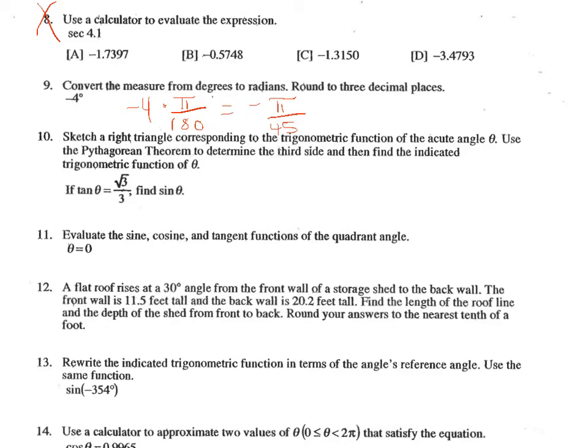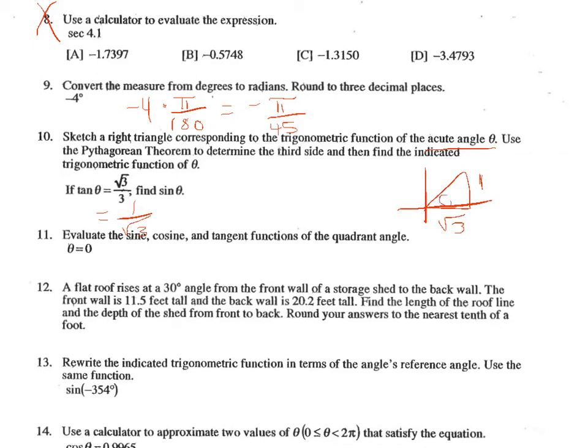For number 10, if tan theta equals √3/3, we need to find sine theta. And we're told that we're given an acute angle, so we know that it must be in the first quadrant, since it would be less than 90. A good thing to do if you're given √3/3 is to unrationalize it and think about it as 1 over √3. So if I draw that triangle, I know that the opposite side is 1 and the adjacent side is √3, since tangent is opposite over adjacent.